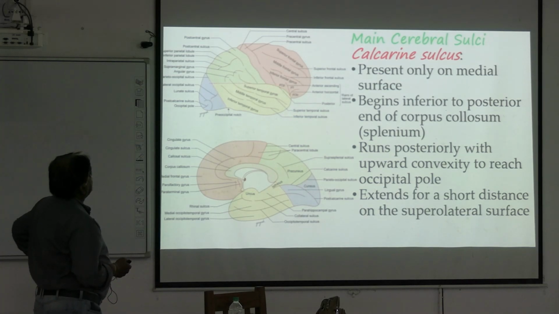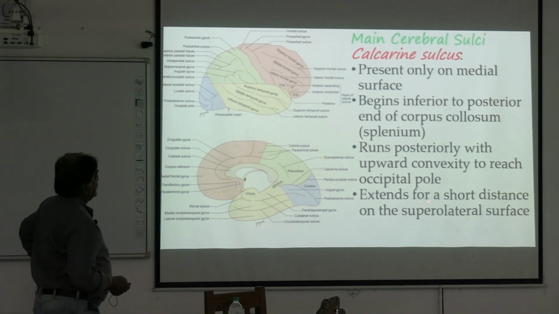Main cerebral sulcus, the calcarine sulcus. Present only on the medial surface, it begins inferior to the posterior end of the corpus callosum, the splenium, and runs posteriorly with upward convexity to reach the occipital lobe. It extends for a short distance on the superolateral surface.